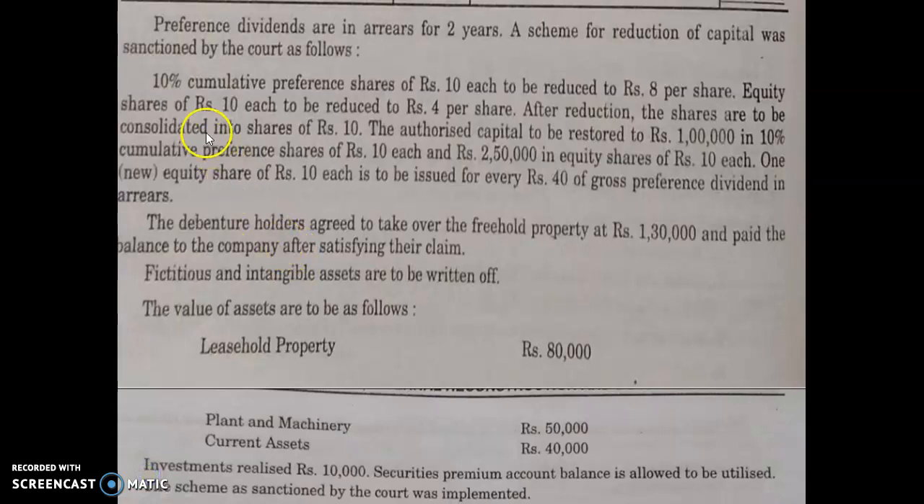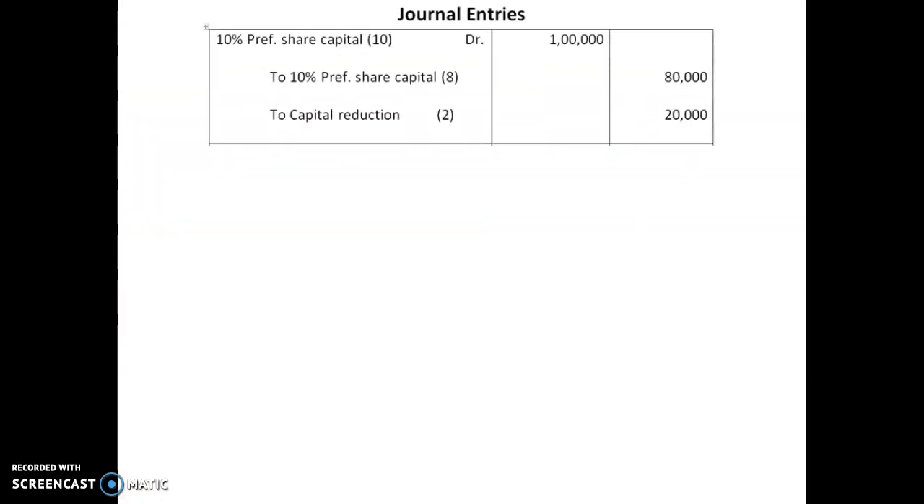Then the next one is regarding cumulative preference shares. They decided to reduce the rupees 10 shares, rupees 10 each, to rupees 8 per share. The rupees 10 share was converted to a rupees 8 share. That means it's a case of capital reduction. So the entry will be like this one: 10% preference share capital account at 1 lakh.